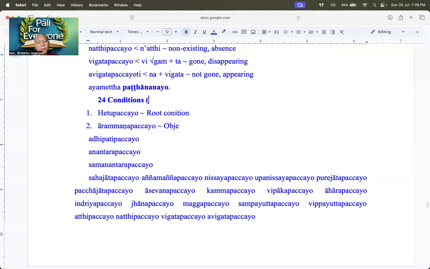So 24 Paccaya is actually Catuvīsati. No Paccaya in this. So object condition. And then Adhipati Paccaya. So Adhipati is predominant. So predominance condition.